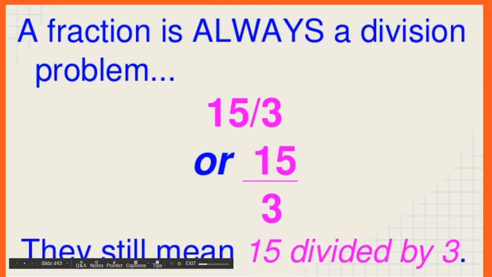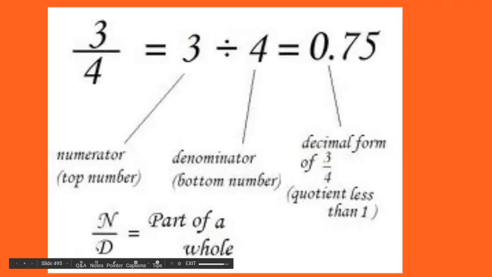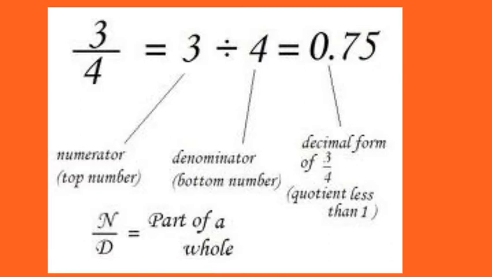For example, if we have 15 divided by 3, that's another way of saying 15 thirds. Before, when we were doing division, we would take the dividend divided by the divisor and get our quotient. And sometimes we get a remainder. Now in this case, we're going to have to divide and make sure our answer is a decimal. So for example, if we have 3/4, that would be 3 divided by 4. In other words, the numerator divided by the denominator. And we would get a decimal form.